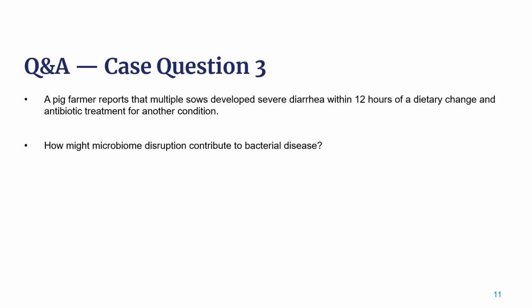When you disrupt it with broad-spectrum antibiotics, a sudden diet change, or stress, you create openings. Opportunistic pathogens like certain Clostridium species or E. coli strains that were present at low numbers suddenly have no competition. They bloom. This is called dysbiosis associated disease, and it's directly analogous to C. difficile colitis in people. The pathogen was often already present. The host ecosystem just stopped holding it in check.